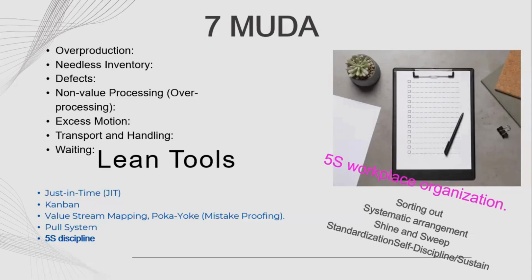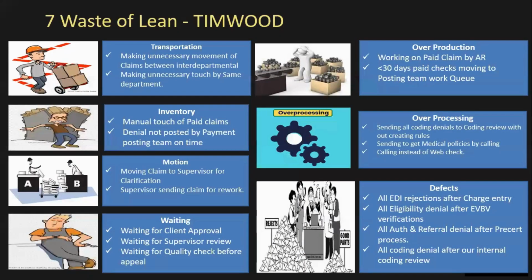There are seven types of waste which we covered. We discussed this, the TIMWOOD: transportation, inventory, motion, waiting, overproduction, overprocessing, and defects. So we asked you to do an exercise: based on any process, what is the type of waste in the process? That's what we asked you to do in the last class. So now we'll continue, and at the end of the class, we'll take one exercise and do how to identify this particular waste.